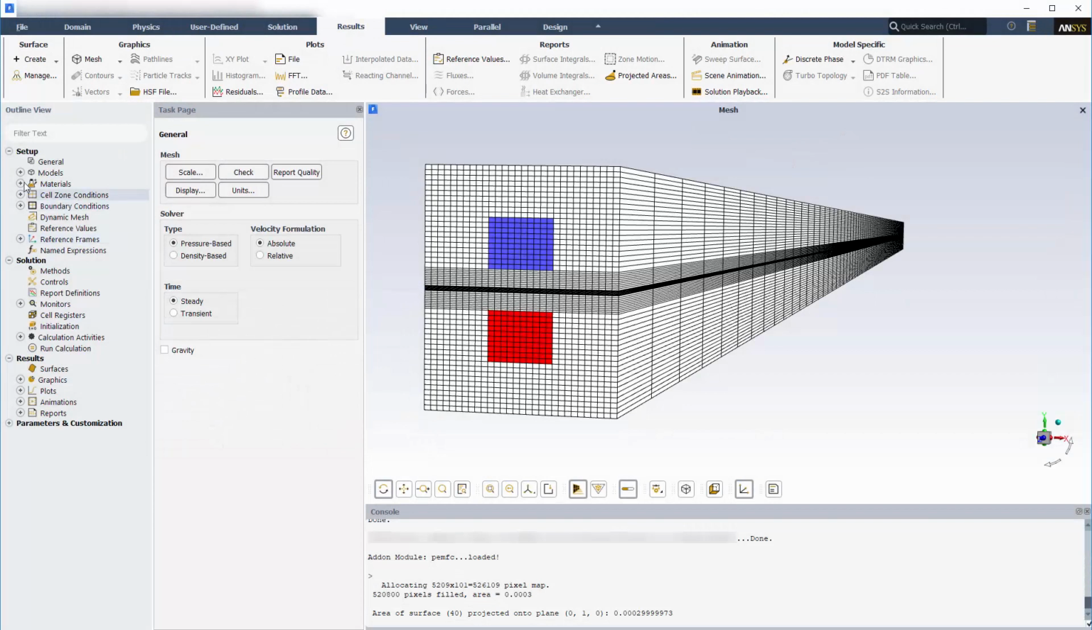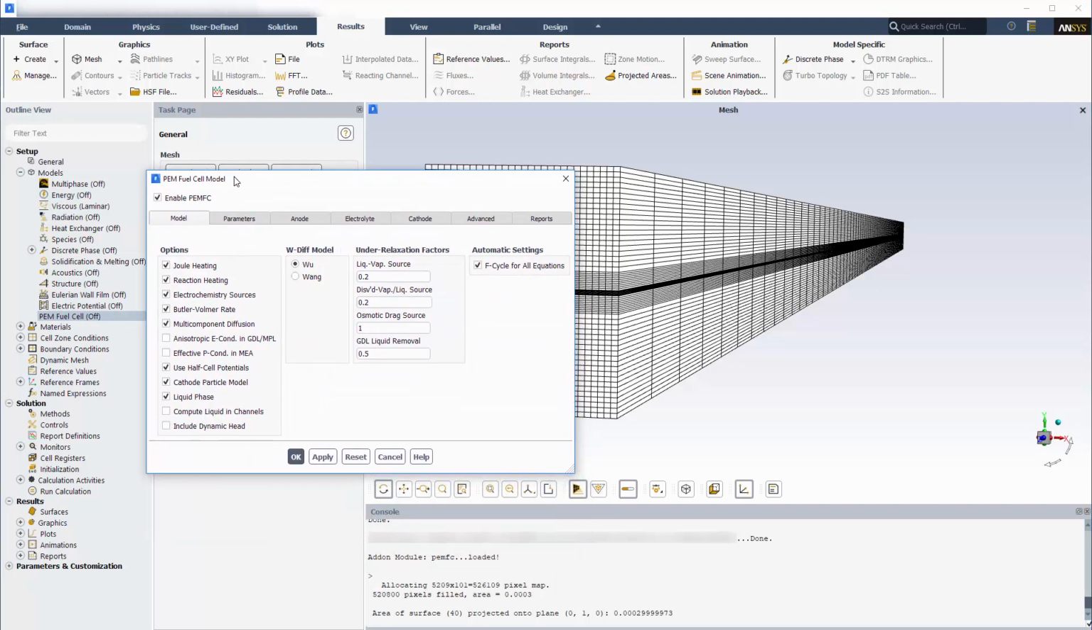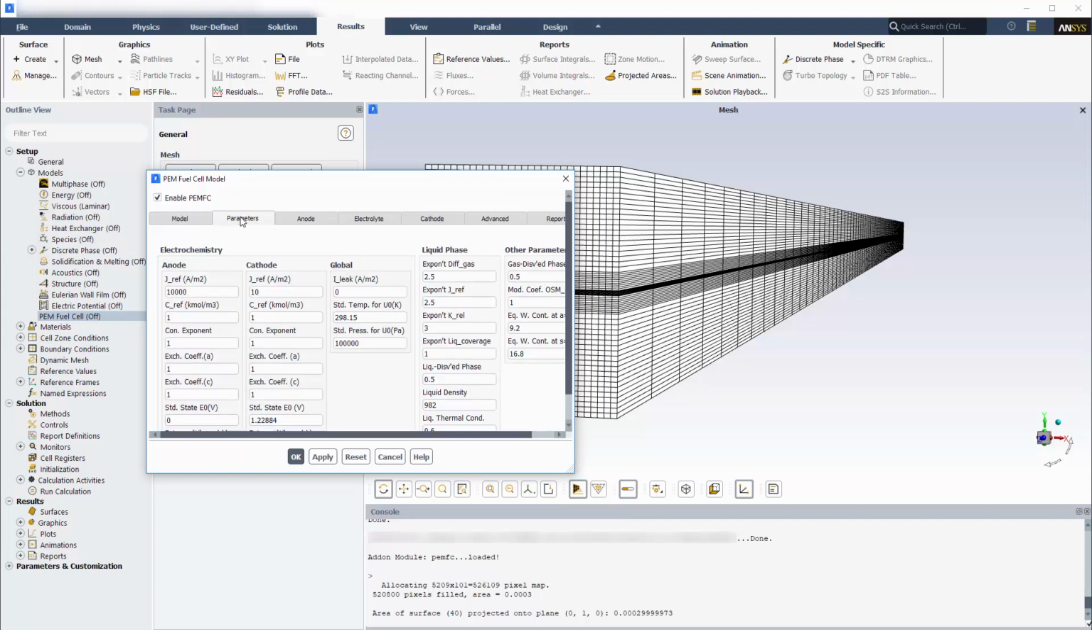Now I can open the PEMFC model interface and set up the physics for this simulation. Under the model tab, I can change the model types and relaxation factors used. For this case, I will keep the default options. Under parameters, values describing the electrochemical and material properties may be manipulated. Again, I will keep the default parameters.